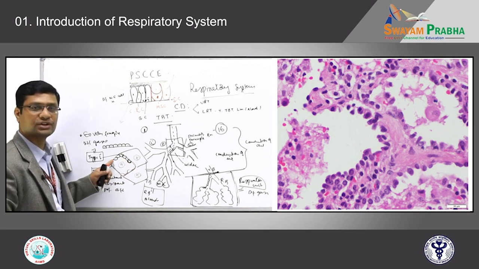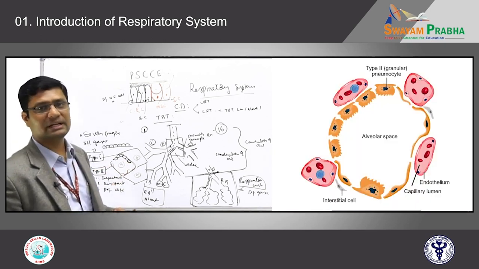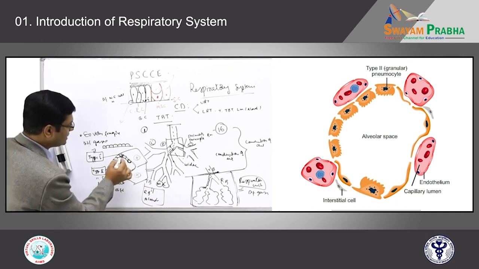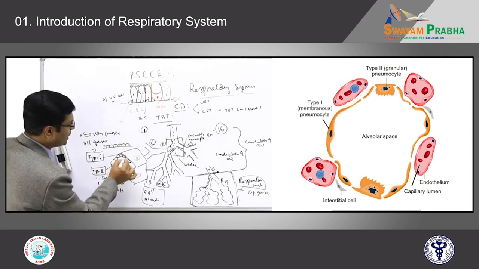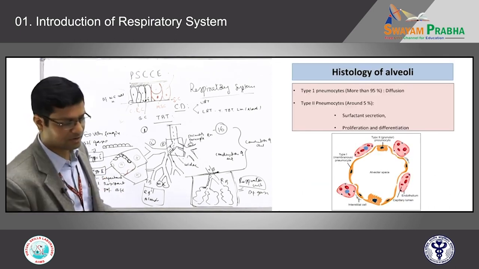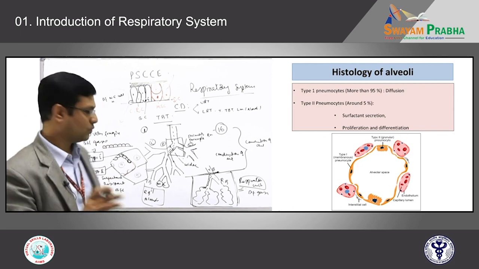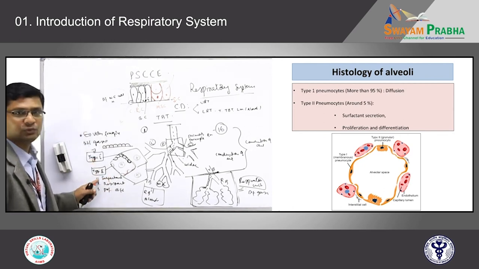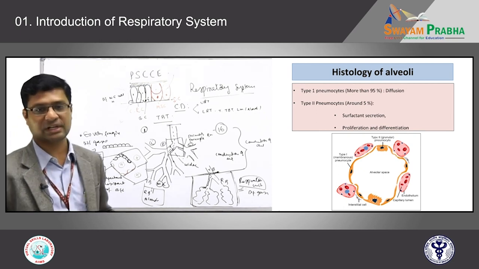This is called proliferation. After the inciting injury is taken away during the healing process, these cells again differentiate to form type 1 cells. So, this is called differentiation. All of you should remember what is proliferation and what is differentiation. So, these are the important functions of type 1 and type 2 epithelial cells, the respiratory epithelial cells.